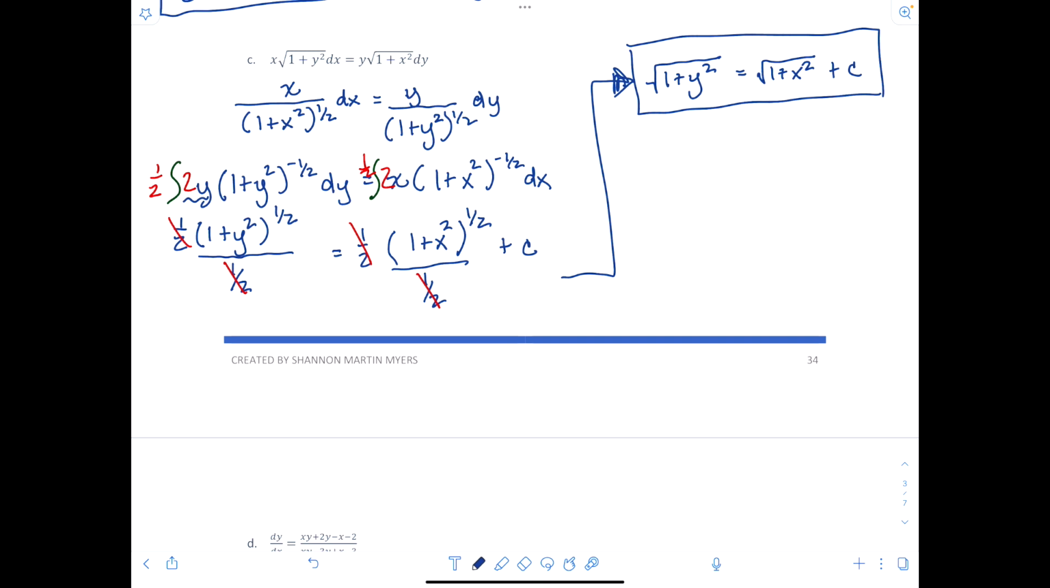Groovy? All right, so here are some more fun examples, all right? So we have part D.